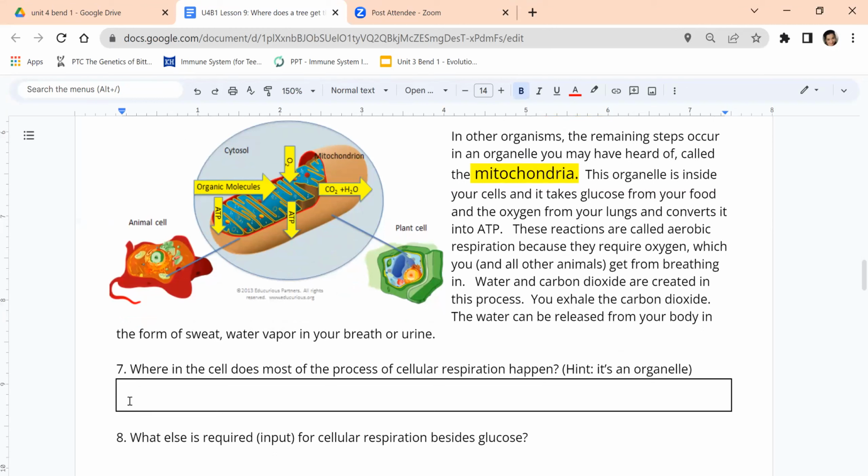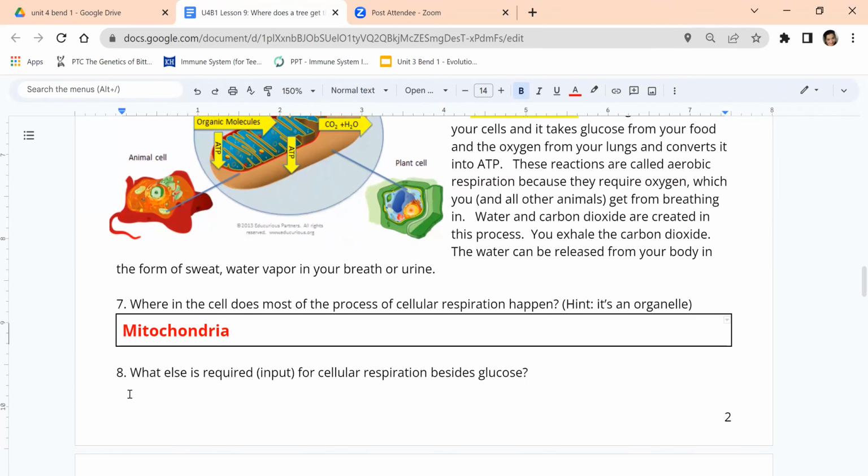So where in the cell does most of cellular respiration happen? Well, that's in the mighty mitochondria. And remember, when we learned about all the different organelles in the cell, we learned that mitochondria is the powerhouse of the cell. That's why I call it the mighty mitochondria. And that means that's where the energy for the cell is created. And energy is created by breaking down the glucose that you get from your food.